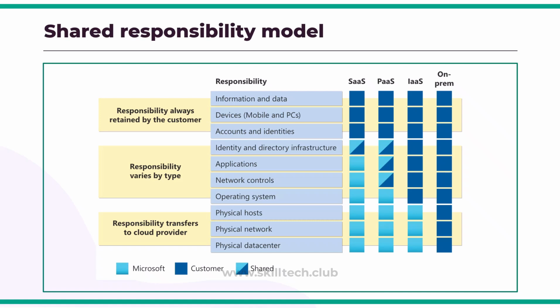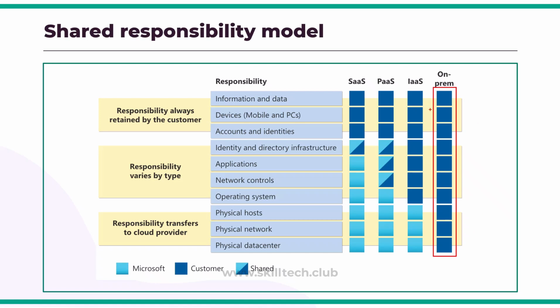As you can see in this diagram, the rightmost column is on-premise, where everything is showing navy blue. This is showing me that if it is an on-premise server, everything is going to be managed by the customer. So the customer is going to take care of everything in the on-premise server. They are responsible for everything and they have control also.